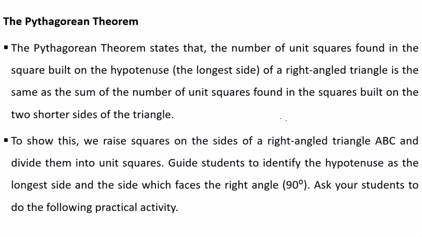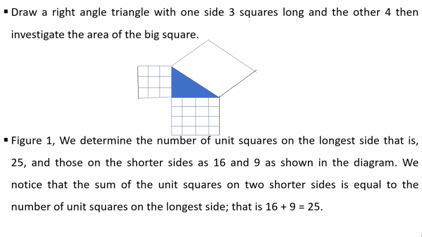To show this, we raise squares on the sides of the right angle triangle ABC and divide them into unit squares. So you guide your student to identify the hypotenuse as the longer side and the side which faces the right angle, that's the 90 degrees. Ask your student to do the following practical activities. This is one of our practical activities.